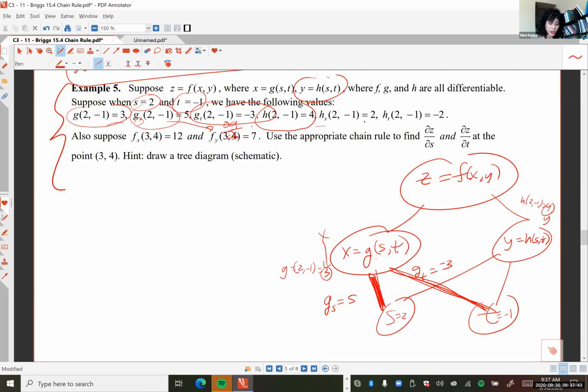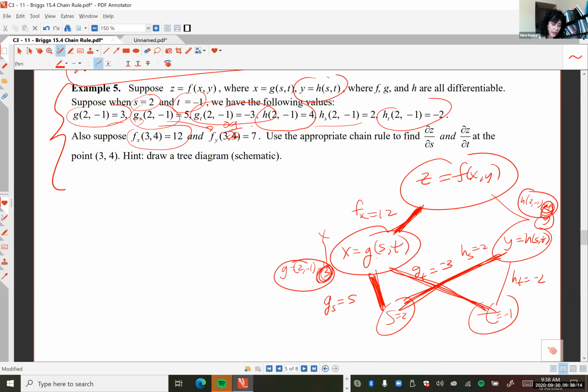And now let's go to partials. h_s, that's the partial of h with respect to s. So that's going to go down this branch. The partial of y, h_s, is going to equal 2, and then h_t, that's the partial of h with respect to t, is -2. And they're also telling you, suppose that f_x, that's along this branch, evaluated at the point when x is 3 and y is 4, and that's why they gave you these other pieces of info, they give you what x and y are, is going to be 12, so that's this branch here, and then the other partial, f_y, when you evaluate x and y at 3 and 4, is going to be 7.